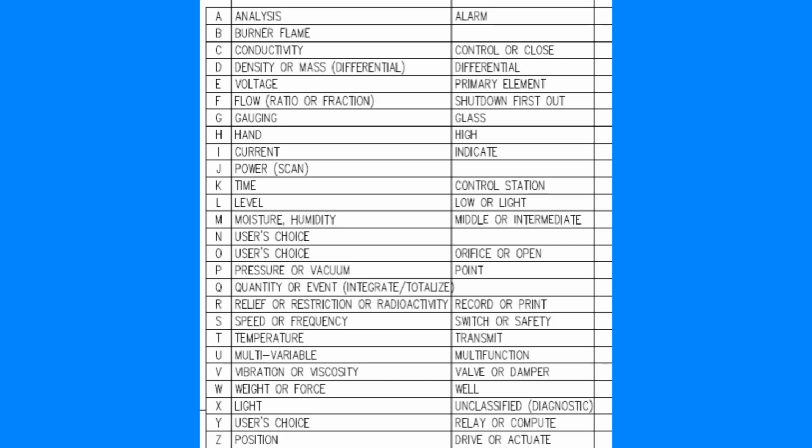Instrument identifier letters. Notes on instrument identifier letters. The measured variable is always the first letter: F for flow, L for level, T for temperature, etc. Analysis, A, is multivariable. The analysis could be for BS&W, for example. Therefore, a written description of the type of analysis is required on the diagram.